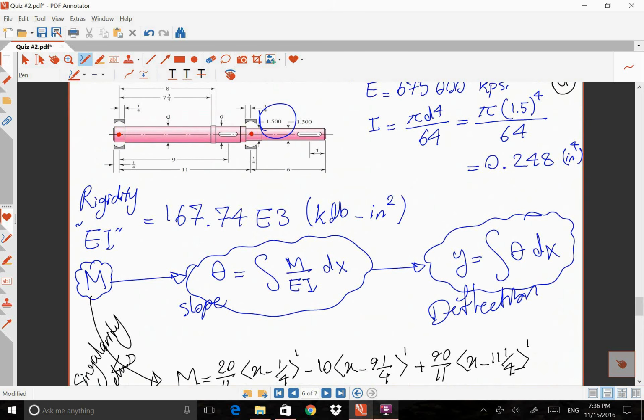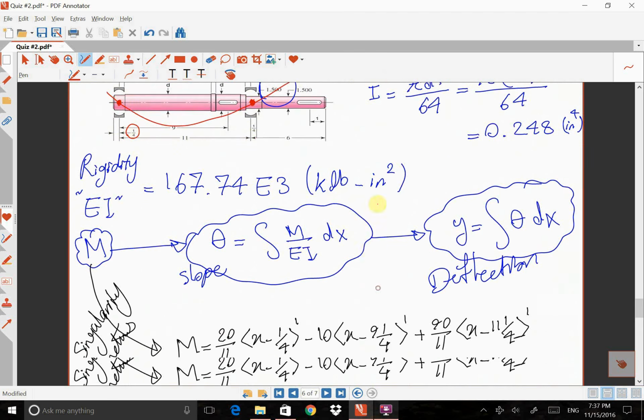Because, for example, after loading, maybe this beam will be something like this. I'm just saying, I know I'm exaggerating, but at these two points, because we have bearings, the deflection will be 0. The position of the first point is a quarter after the origin, and the position of the second point is 11 and a quarter after the origin.